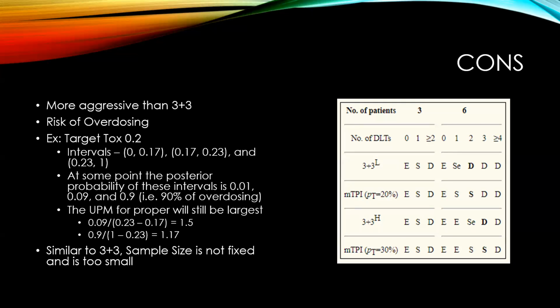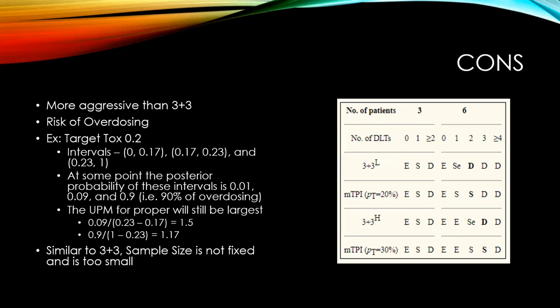Some of you might have already noticed that there's an issue, which is it's very dependent on the selection of our intervals. So you can really influence your decision-making just on the basis of how large you choose those intervals to be, which often makes MTPI too aggressive, especially compared to the 3+3.